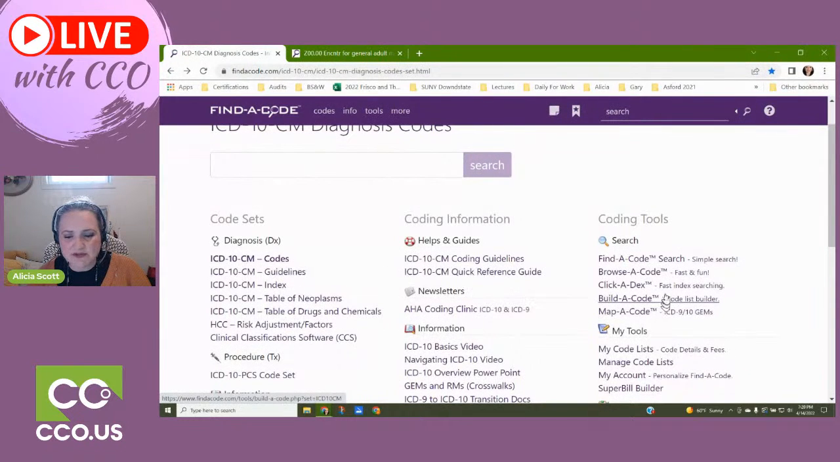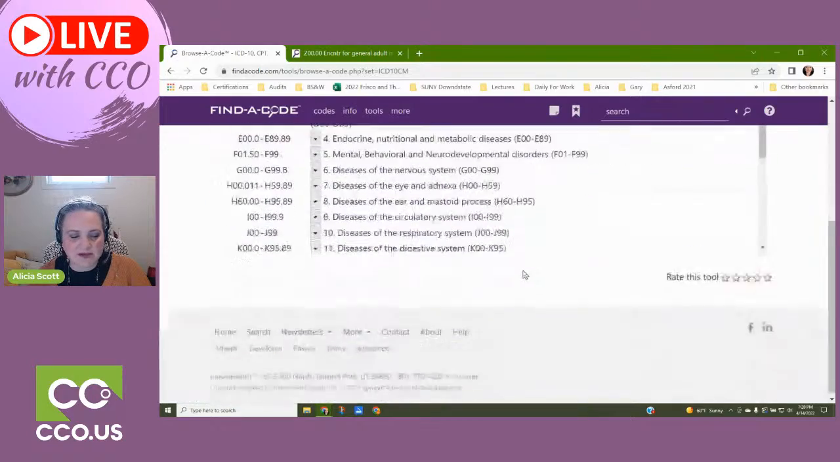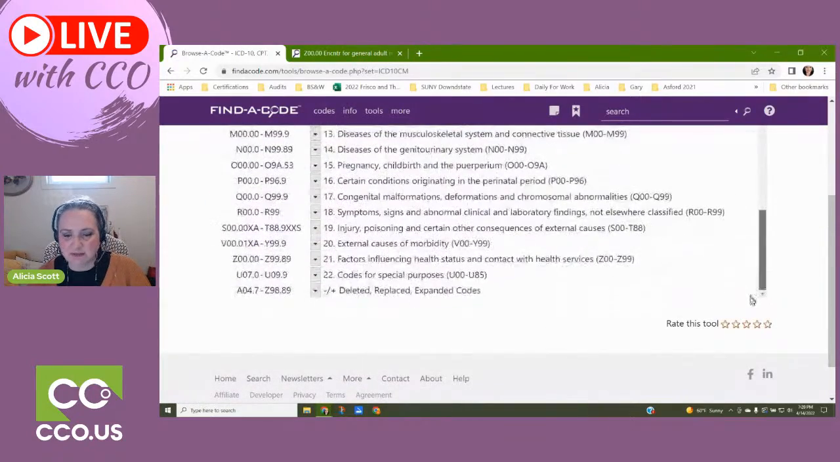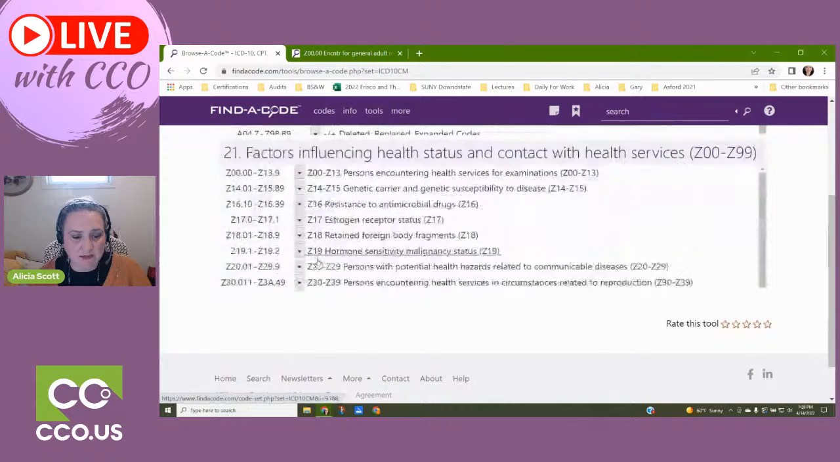Let's go back. Oops, I shouldn't have hit that. I caught it as soon as I did it, I realized I shouldn't hit the back button. That's one of those things. Don't hit the back button.